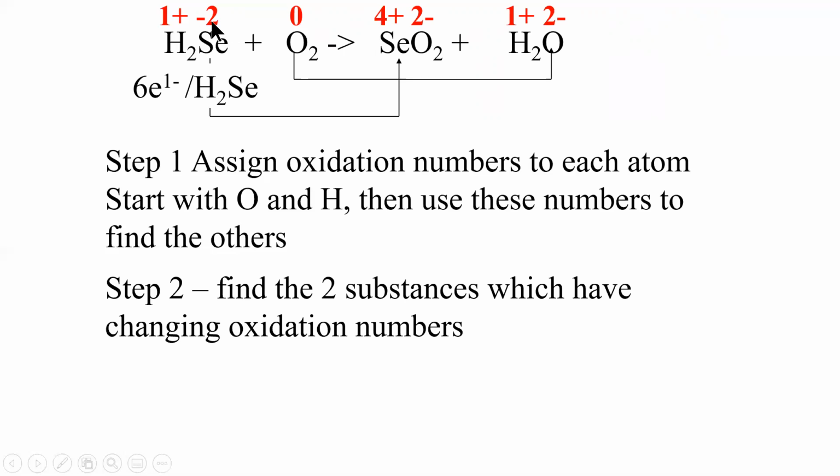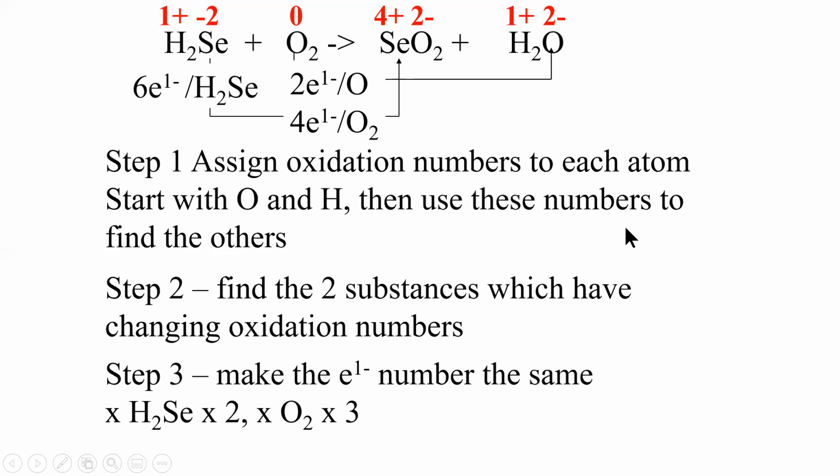So in order to go from -2 to +4, 6 electrons had to be exchanged for every H2Se formula. And for oxygen, we can see 2 electrons were exchanged for each oxygen atom. But there are 2 oxygen atoms in this molecule, so the total is 4 electrons for each O2. Well, to balance the electrons exchanged, what's a common multiple of 4 and 6? It's 12, isn't it? So if we multiply this formula by 2, we get 12, and we multiply this formula by 3, we get 12. We now have 12 electrons being exchanged.